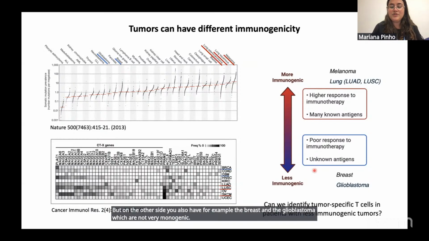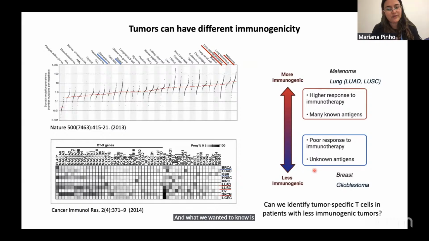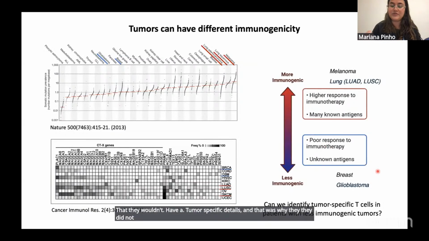And what we wanted to know is, can we identify tumor-specific T cells in patients with less immunogenic tumors? Because so far, the literature was considering those as quite cold tumors, that they wouldn't have tumor-specific T cells, and that was why they did not respond to immunotherapy. So we wanted to be sure that this was actually true.